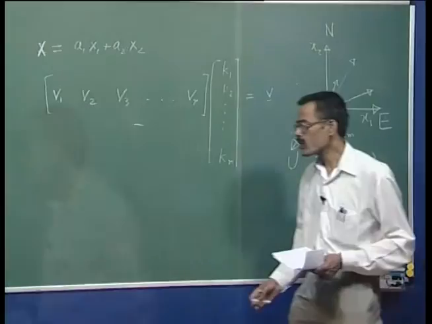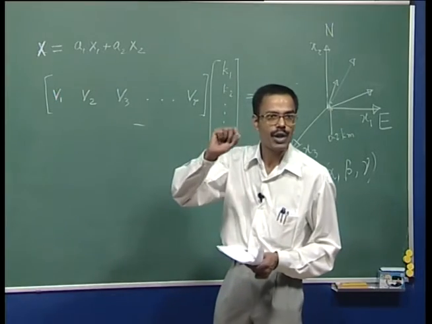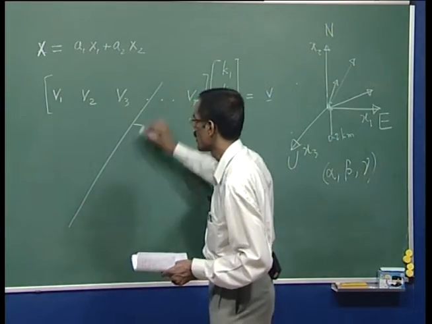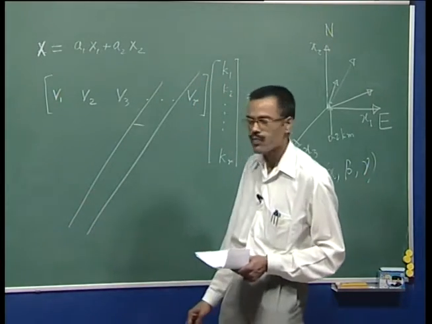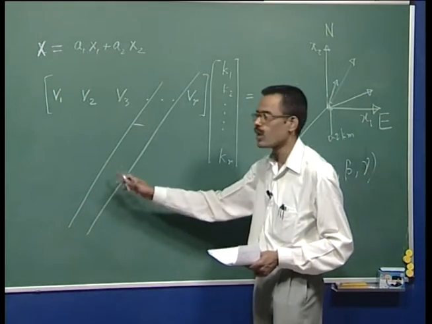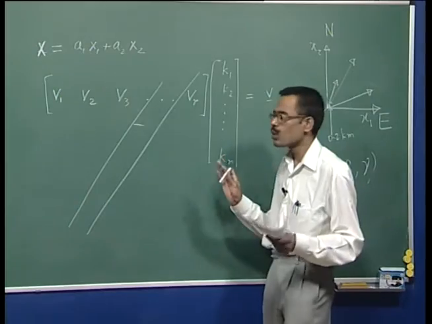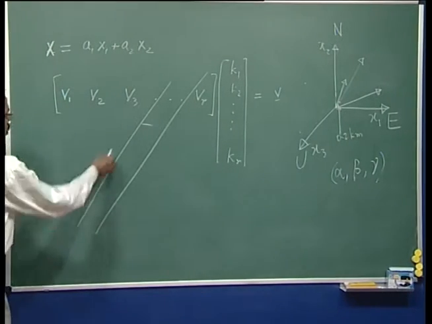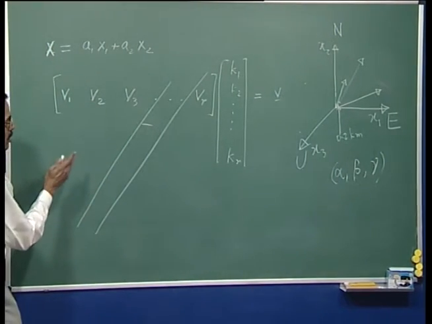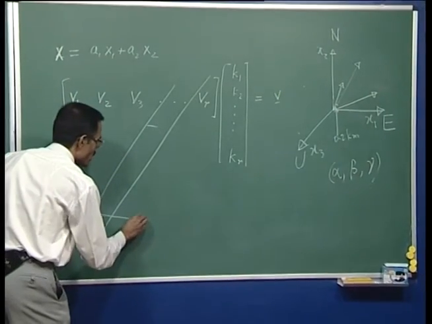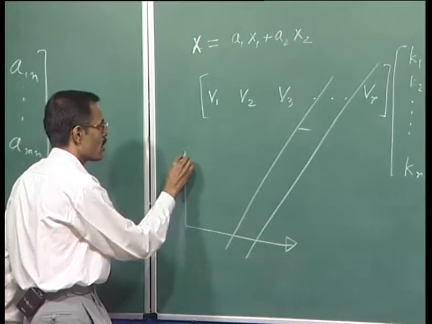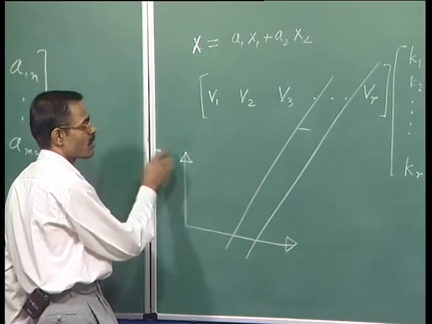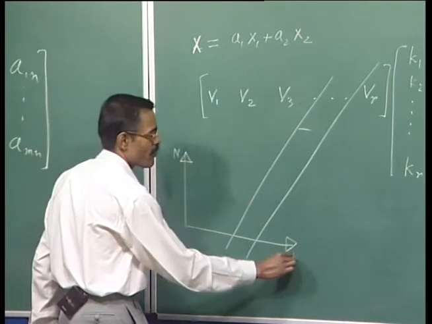For example, if you want to prescribe locations on a road, how will you do it? Suppose this is the road and you want to describe locations, points on this road. Then it will not help to describe the distances along north and east. It will not be a great idea to say that this much is movement in north east and this much is the movement in north. That will not be a good idea.